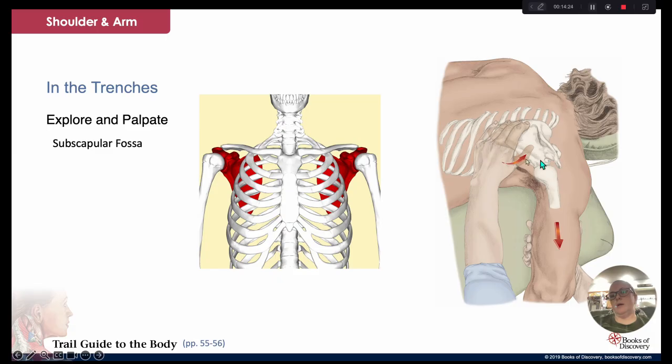Here's a little picture of a little traction happening with the shoulder joint so that they can access that lateral border right under it to feel the subscapular fossa or the subscapularis muscle. So that's what's happening here in this picture.